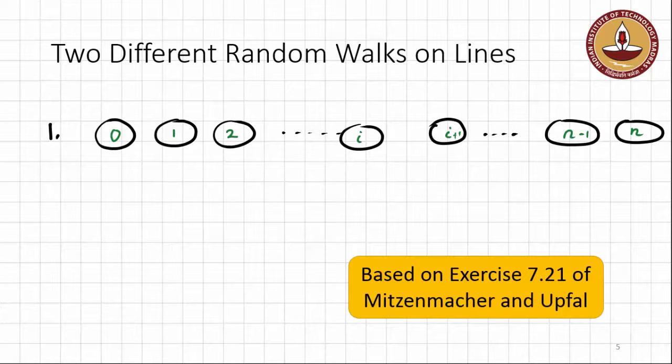Let us now look at two different random walks, basically on a graph that is very linear in structure. But we'll see that the two random walks have very different characteristics, in particular, very different stationary distributions.